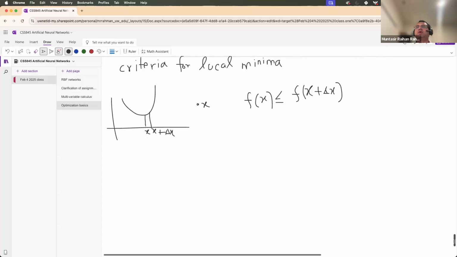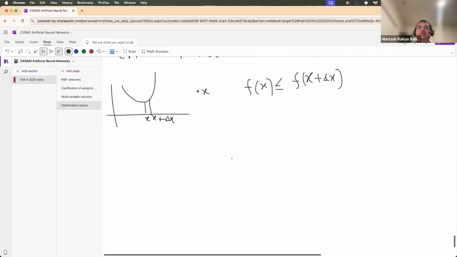Very good. Okay, so now using this idea, let's try to use the Taylor expansion to characterize these conditions for minima. What we are trying to discover is how do we characterize a local minimum of a function? Like what is the equation to characterize that? Okay, so let's look here.